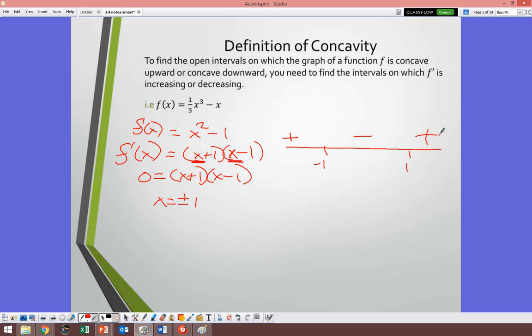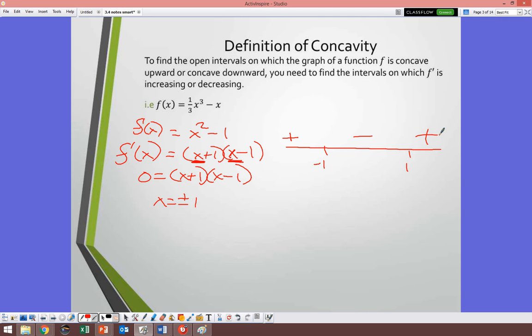So let's take a look here. Given this information, I know that at negative 1, I have a max, because it's increasing and then decreasing afterwards. And then over here, at positive 1, it's going to be a minimum.